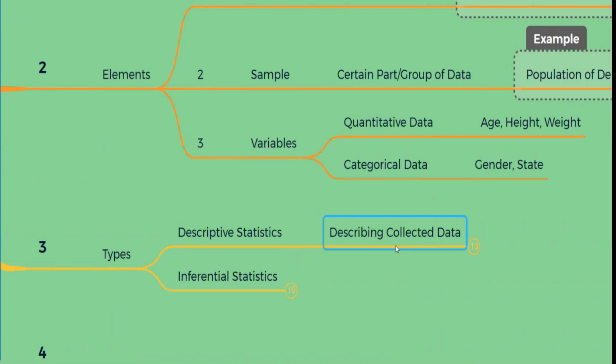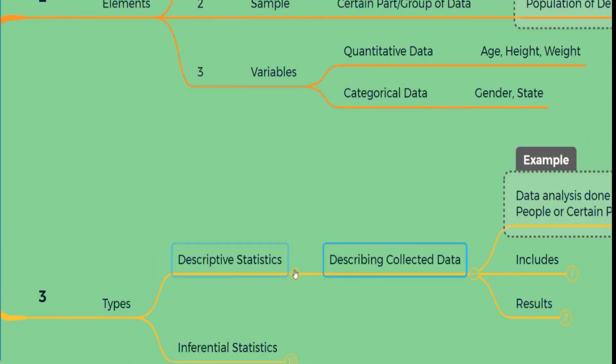Descriptive statistics means we are going to describe the collected data. We have collected information in various forms. About that particular data, what type of data it is, from whom we have collected it, what we have collected this data for, and what we are going to do using this data. Those things can be analyzed in descriptive analysis.